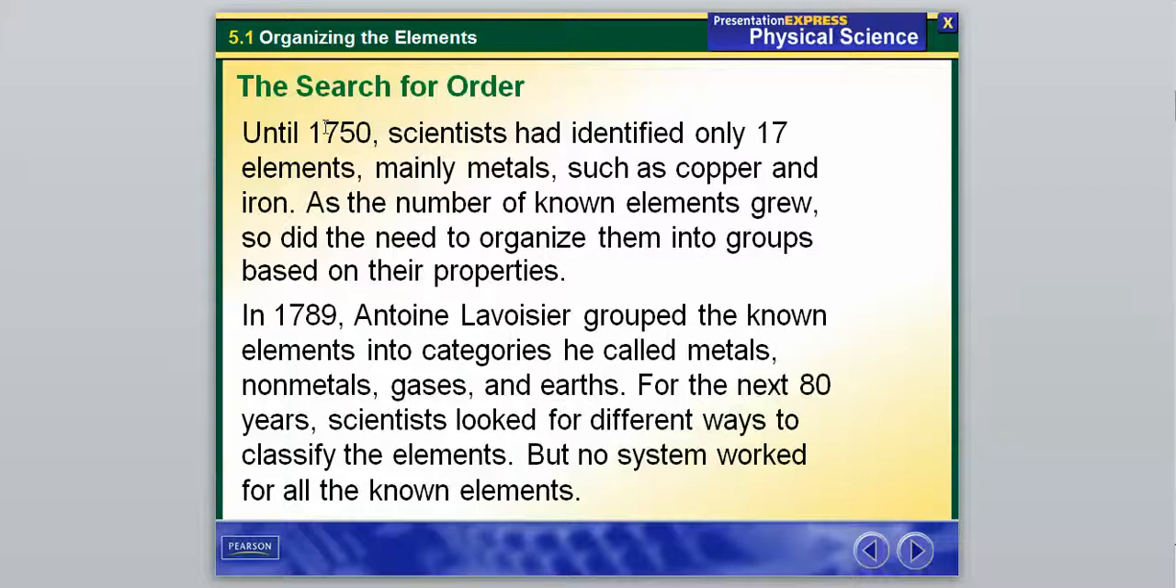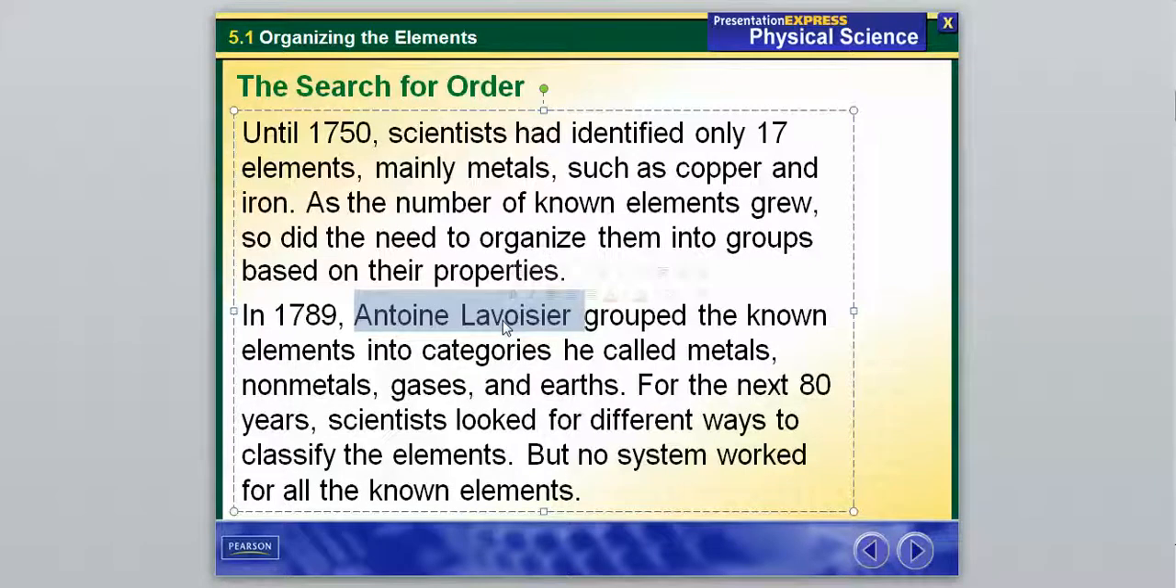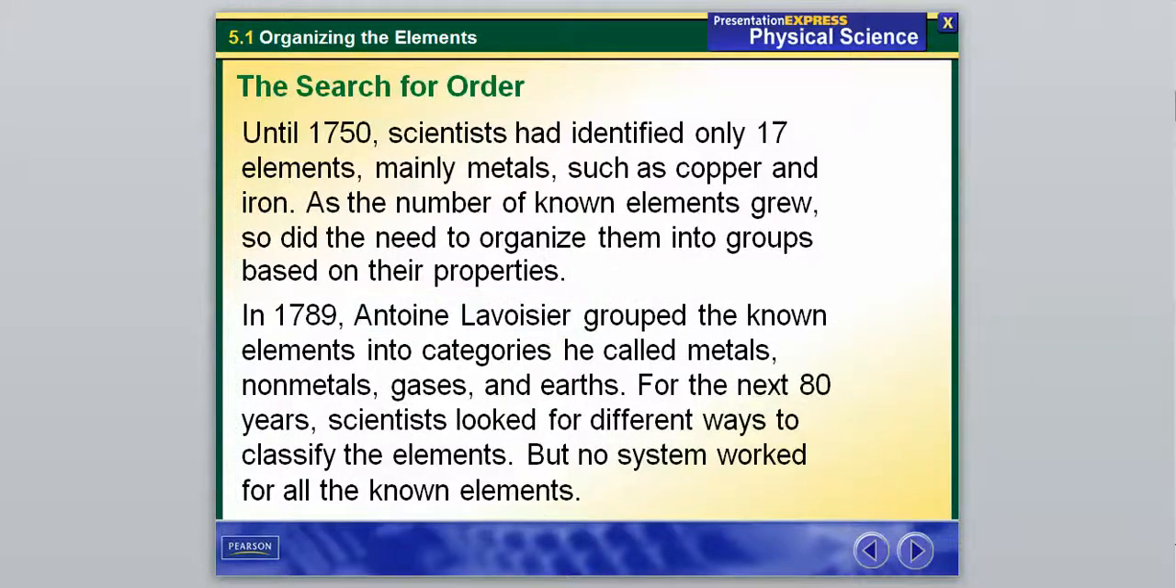So in 1789, I would definitely write this guy's name down, Antoine Lavoisier. He's French, that's how you pronounce his name. He grouped the known elements into categories that he called metals, non-metals, gases, and earths. For the next 80 years, scientists looked for different ways to classify the elements, but no system worked for all the known elements. So he gave it the best shot. People accepted his ideas, but they knew that there was a better way to do it, but they really just couldn't figure it out at the time. So for 80 years, scientists were looking for ways to improve upon what Lavoisier tried to do.